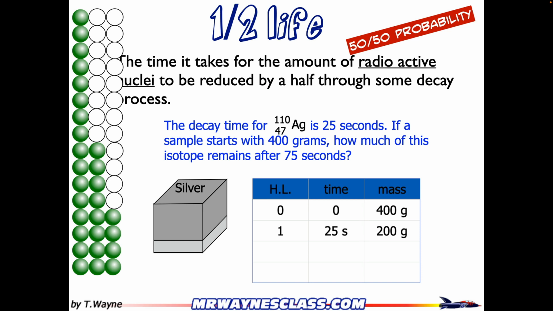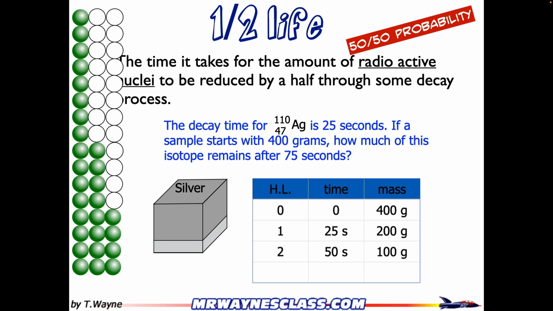Again, on the left-hand side, look at the spheres. I've gone from 8 to 4, and that represents the number of atoms that are the isotope. At my second half-life, I have 2 times 25, or 50 seconds has gone by, and I have half as much as my previous half-life. So previously I had 200 grams. Now I have 100 grams. All right, still looking for my answer.